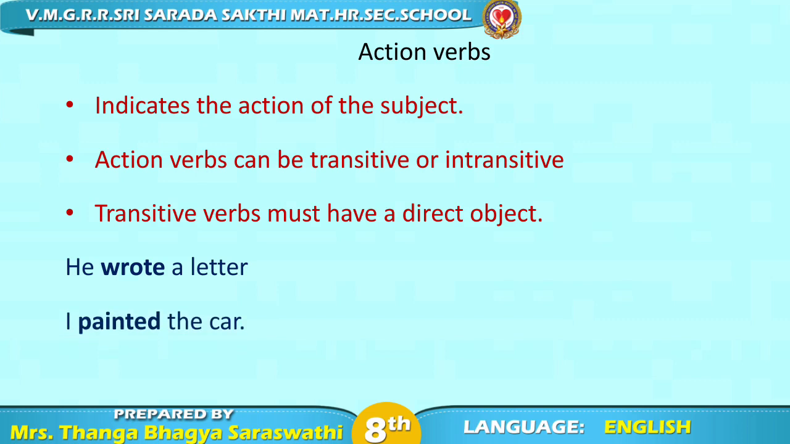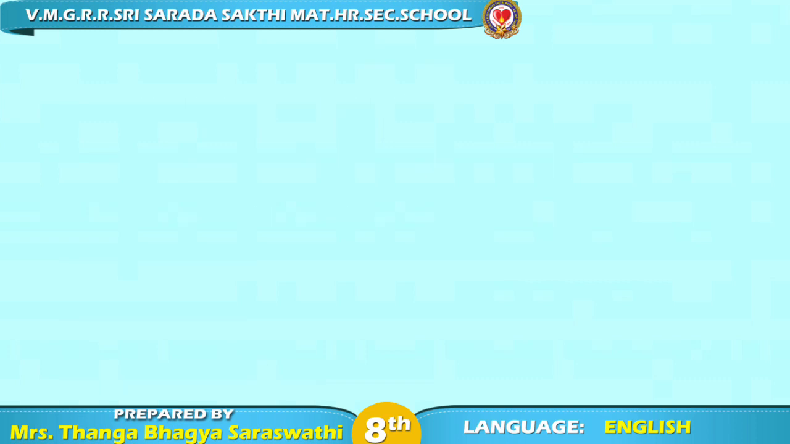I painted the car. Here the car is an object. So painted is the transitive verb, and also these words wrote and painted denote the action. Wrote denotes the action of writing and painted denotes the action of painting. These are called transitive verbs. We have one more example. She is reading the book. Yes, here reading denotes the action itself. So they are called transitive verbs and these come under the category of action verbs.